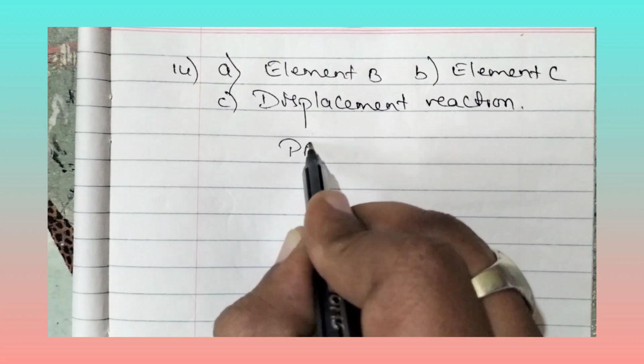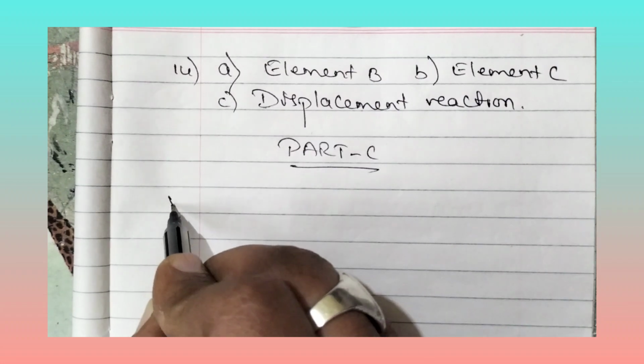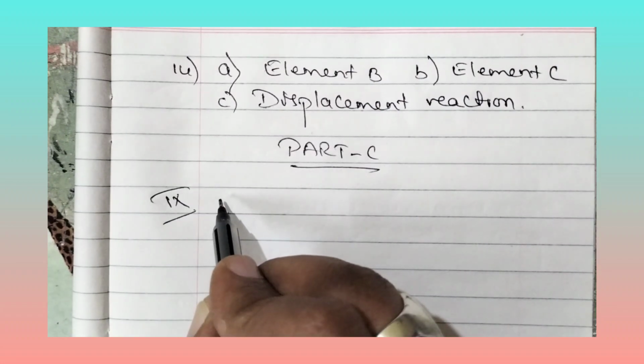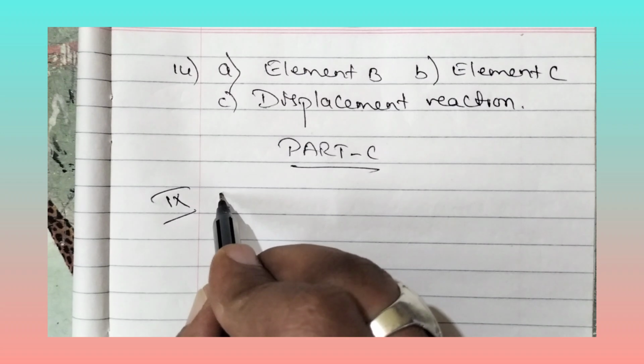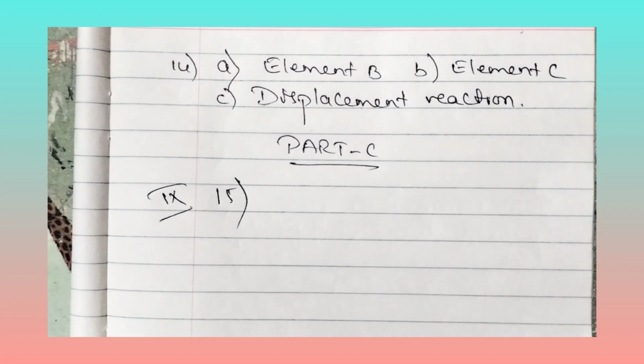So by this we have successfully answered all the questions related to part B chemistry. Now let us move to part C, that is biology. This is biology, that is the 15th question.